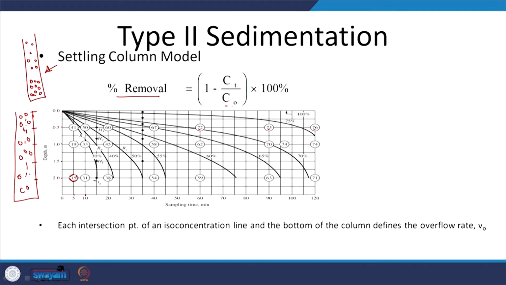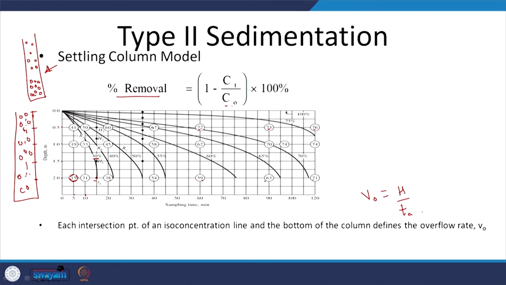Again at 2 meters, with time you see that the percentage removal will increase, and once we measure it, I can come up with these curves, which are interpolated from the data, as in I have these removals 41, 19 and such. For 30% removal I can interpolate and get the relevant curve, and the point of intersection with the bottom of my tank will define the overflow rate. V naught will be equal to H by T A. So, that is the relevant aspect.